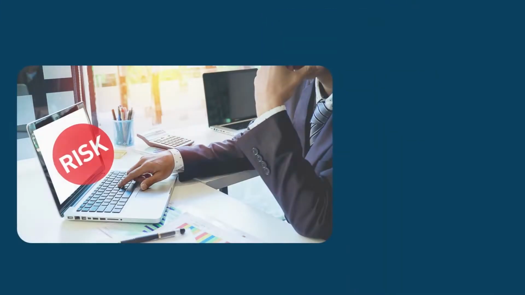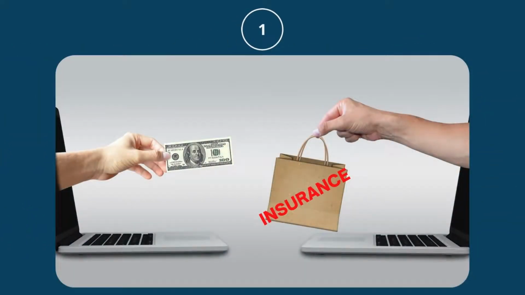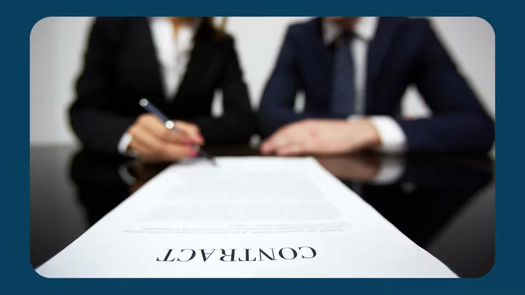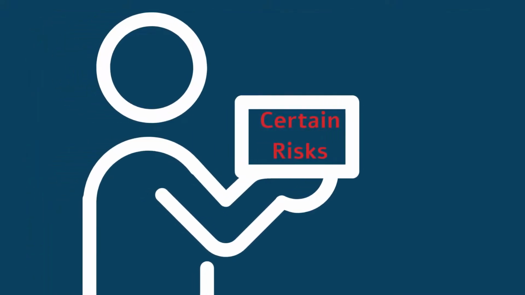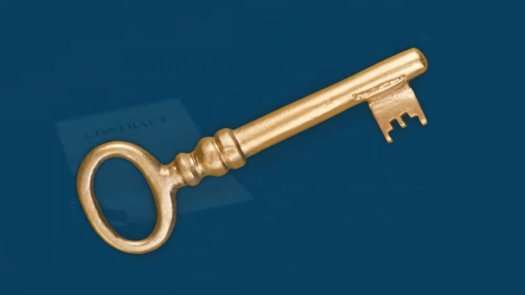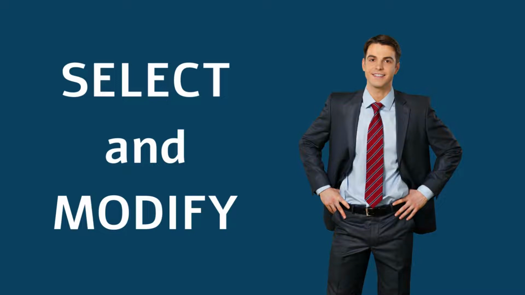Number 2, transferring risks away from you and to other people. This is accomplished in 2 similar ways. 1, by purchasing the right type and quantity of insurance, and 2, by drafting and using good contracts. An insurance policy is really a contract between you and an insurance company, transferring certain risks from you to the insurer. The key lies in having the right contract form, which a good business lawyer can help you select and modify to meet your particular needs.